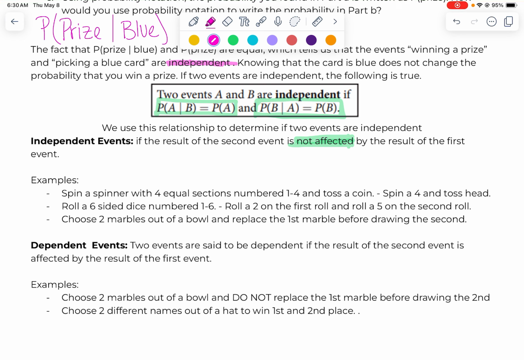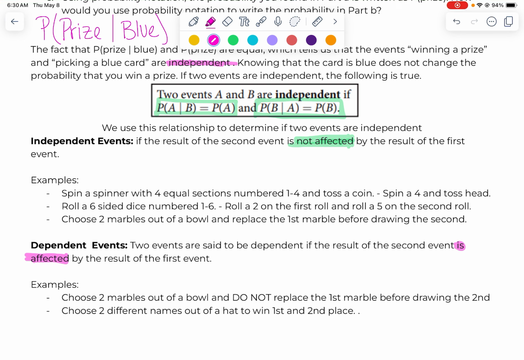Now, dependent events. 2 events are dependent if the result of the second is affected. So this time it is affected by the first. So if I pick 2 marbles out of a bowl and do not replace the first marble before drawing the second one. So this is like that warm-up question where I said if I pull out a green first and I don't put it back in, and then I pull out a blue, those are dependent because if I put the green back in, I could have also drawn it again. But when it's not there, I can't do it.